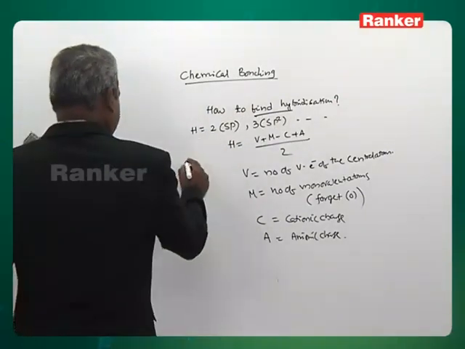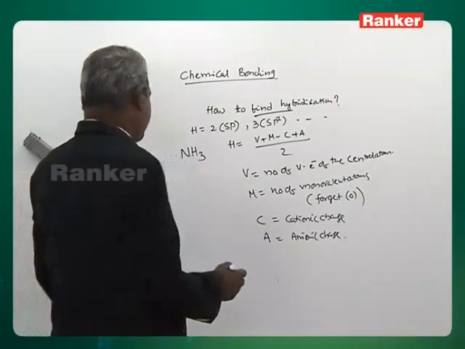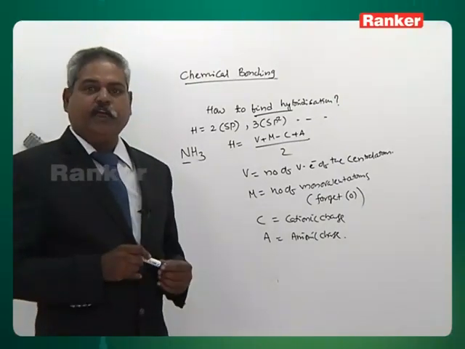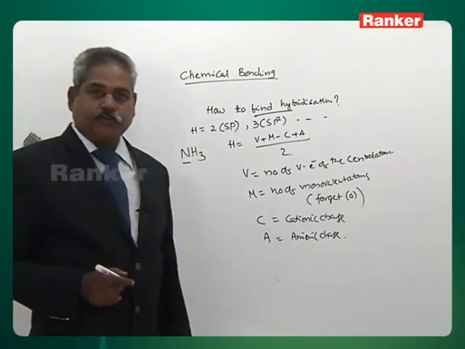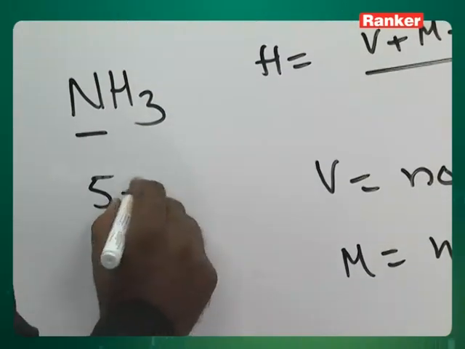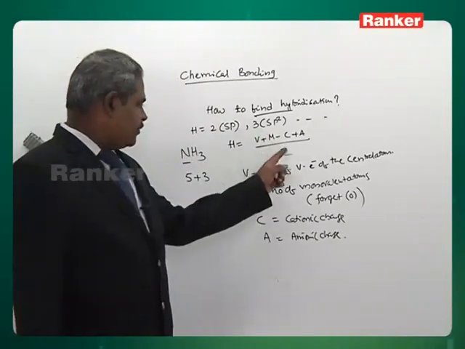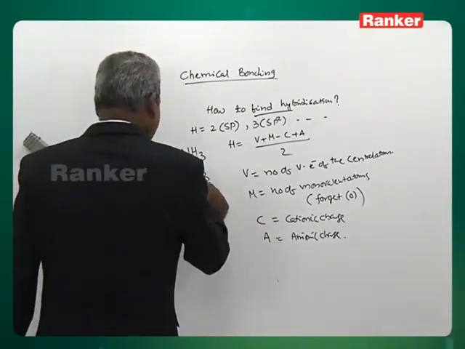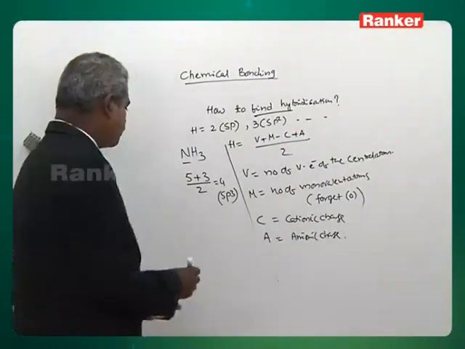Now, apply this, starting with NH3. What is the hybridization of nitrogen in ammonia? How will you find that? Valence electrons: nitrogen belongs to the fifth group. That's why I said group number is extremely important. 5 plus monovalent atoms: 3 hydrogens. Hydrogen is monovalent, which means it forms one bond. This M suggests you don't consider oxygens, consider all others. 3 hydrogens, you have to consider them. 5 plus 3 by 2 is equal to 4. The hybridization is sp3. So the hybridization of nitrogen in ammonia is sp3.